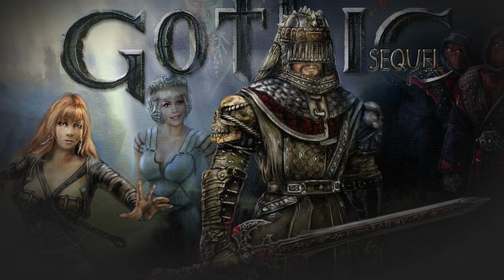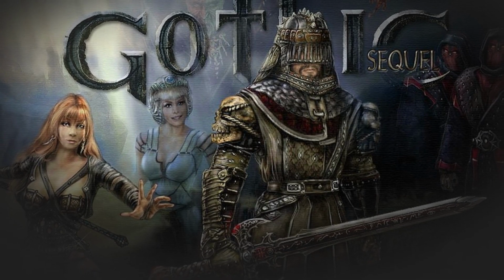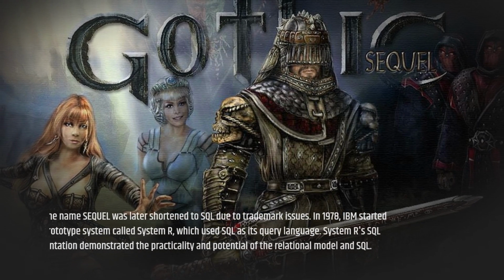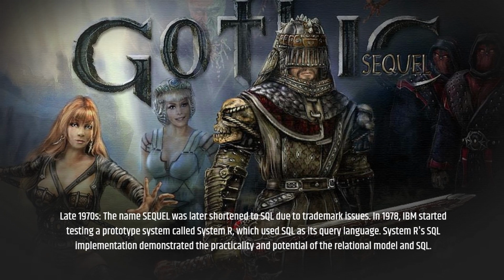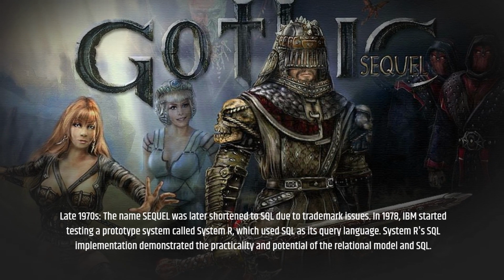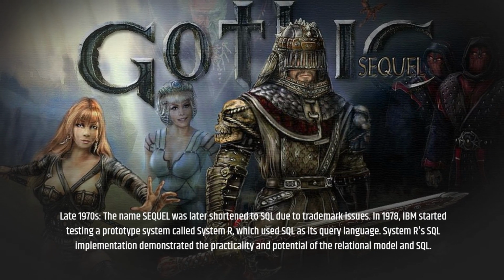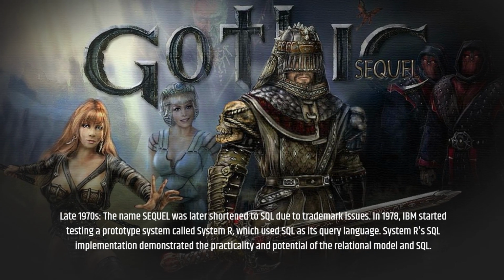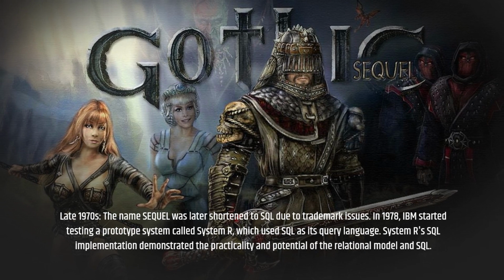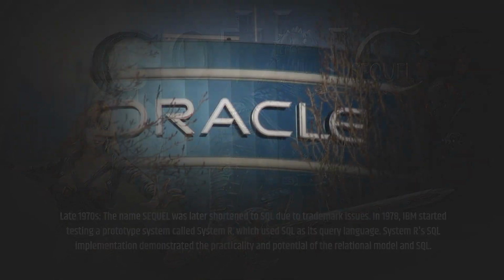Late 1970s: the name SEQUEL was later shortened to SQL due to trademark issues. In 1978, IBM started testing a prototype system called System R, which used SQL as its query language. System R's SQL implementation demonstrated the practicality and potential of the relational model and SQL.